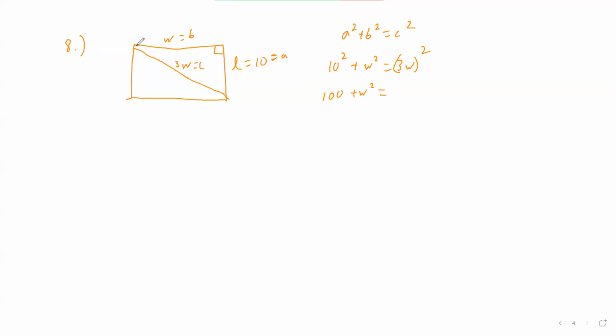But the longest side of a triangle, which is opposite of that 90, always has to be the C. So it's not just 3, it's 3w that's replacing the C. So now I have to take this square and distribute to both. So it would be 9w squared. Correct.